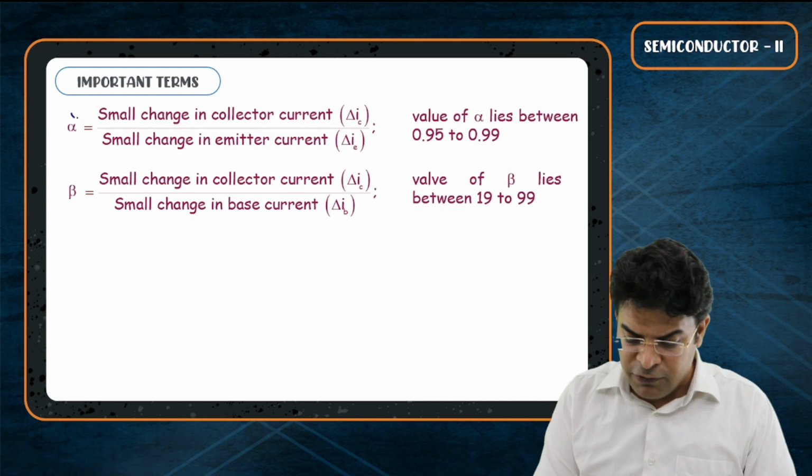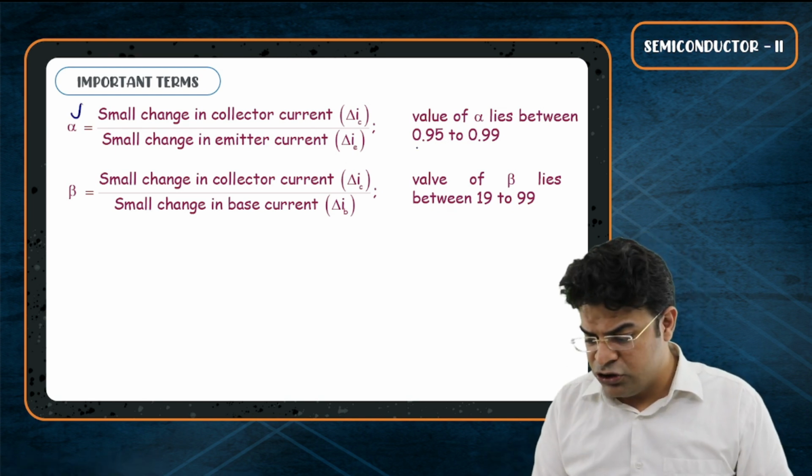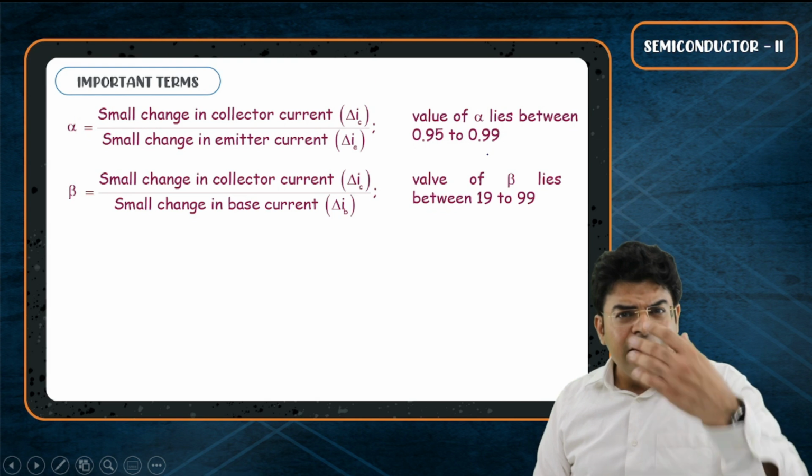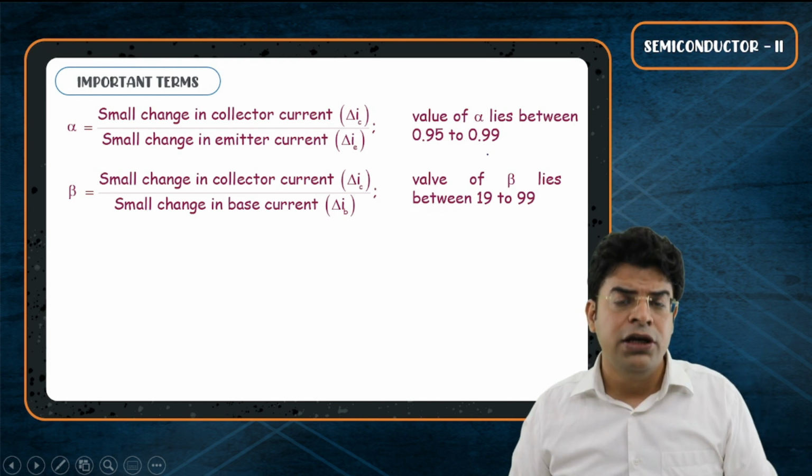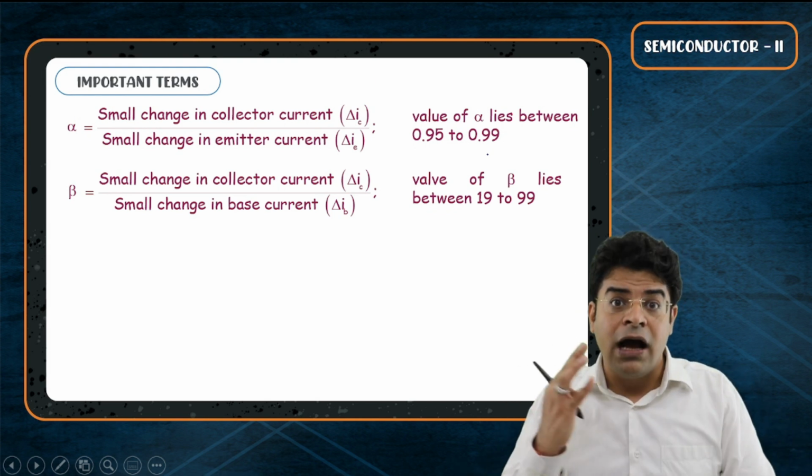So the value of alpha has to be less than 1. It ranges between 0.95 and 0.99. The value of beta has to be way greater than 1 because IC is way greater than IB.